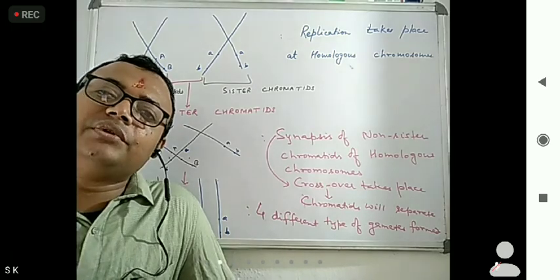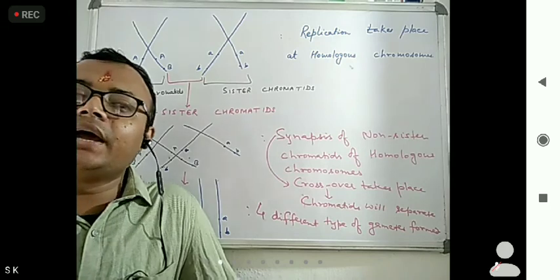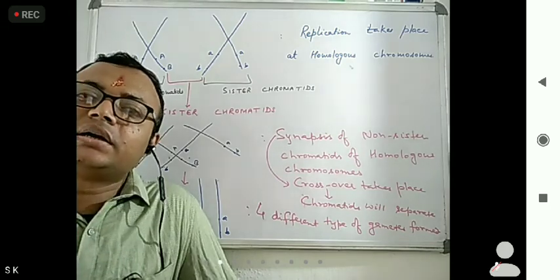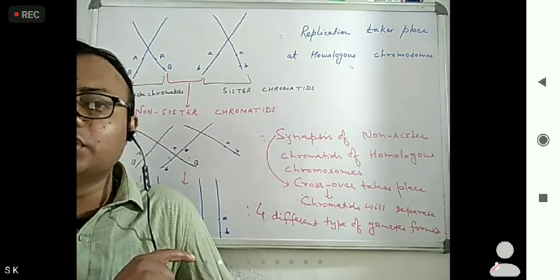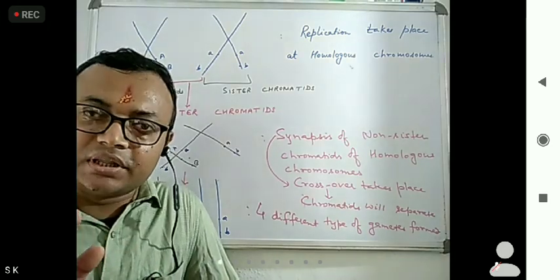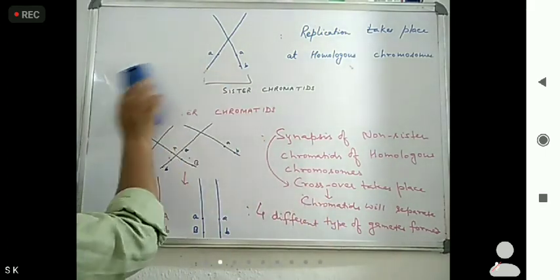Now, we will see the mechanism of crossover and how it goes on. Like the chiasmata stage is there, so questions are asked from that. So let's move on to the mechanism of crossover.